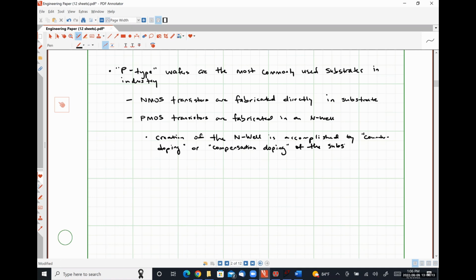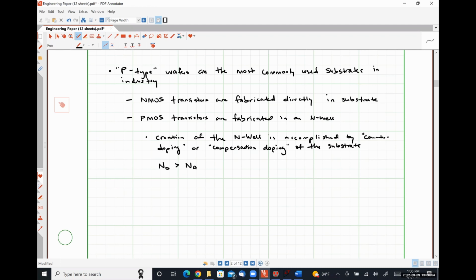Of the substrate. I'm going to put here ND, the number of donor atoms, has to be greater than NA, the number of acceptor atoms, where NA is effectively the background level of concentration of the wafer itself. So we need to put more donors into that particular region in order to flip that material from P-type to N-type.